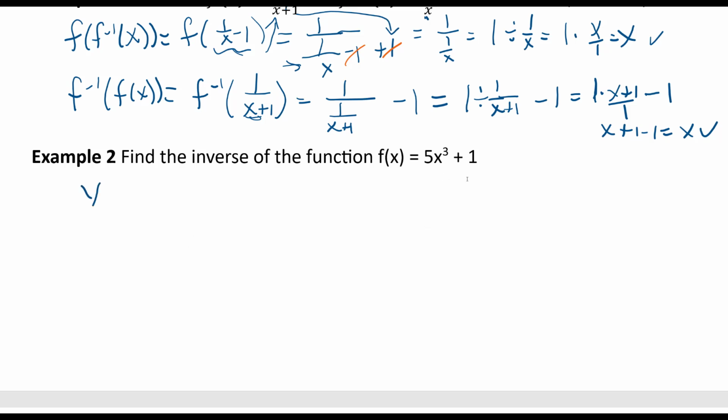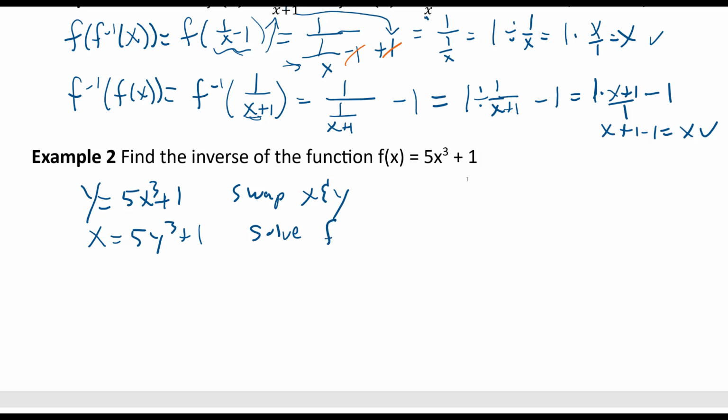1. So we say y equals 5x cubed plus 1. We're going to swap x and y. So we'll have x equals 5y cubed plus 1, and we'll solve for y. So we subtract the 1. We end up with x minus 1 equals 5y cubed. Divide by 5.